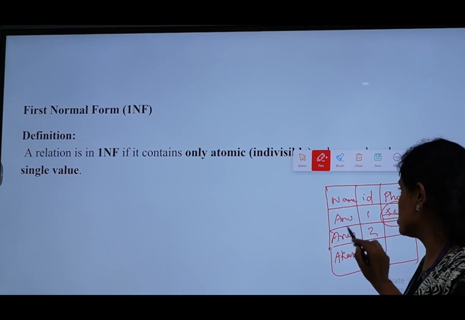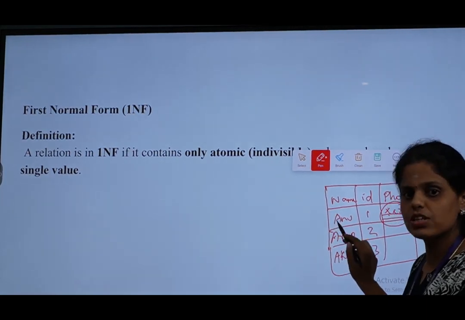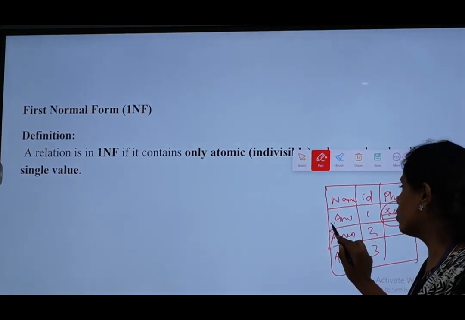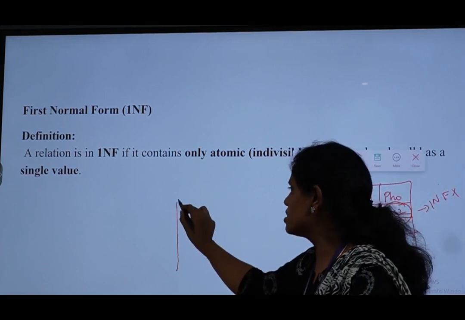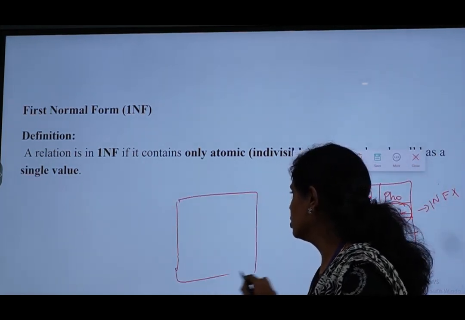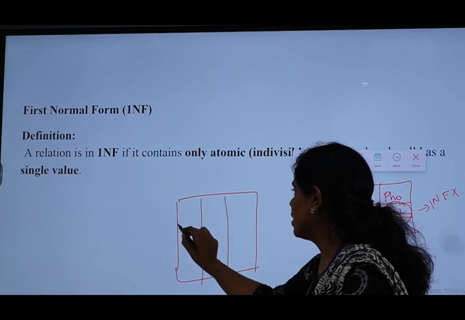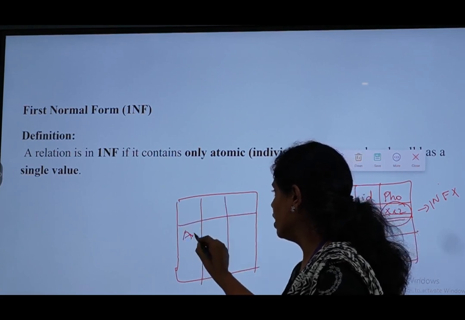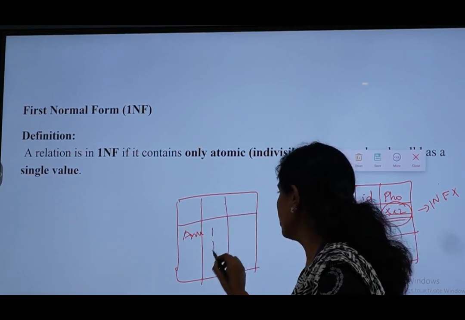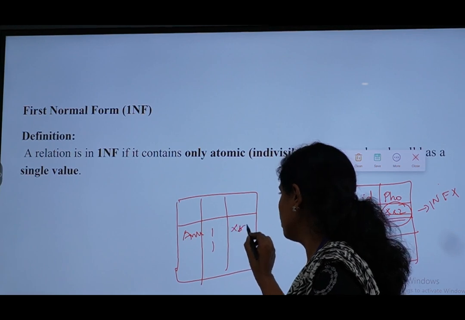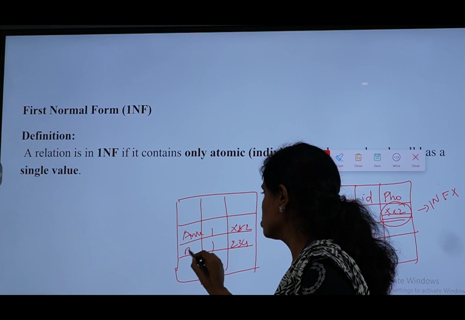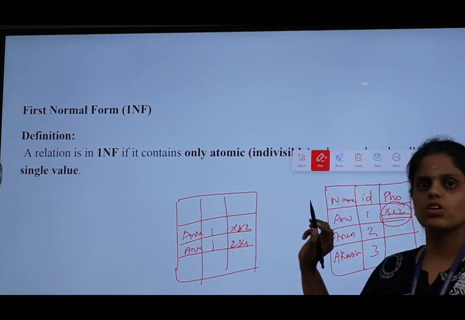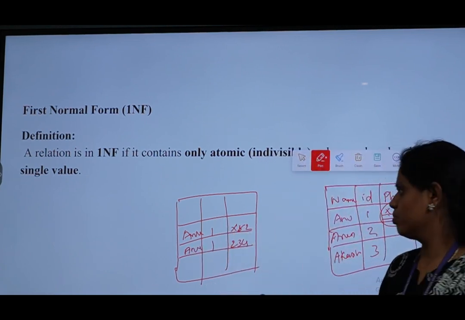The solution is that we decompose the table and make it 1NF. For example, this is how we will do it: Anu, ID number 1, and the phone number will be present, and now this is how we make sure the table is in 1NF.